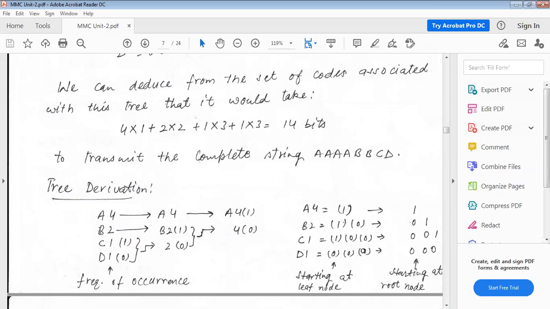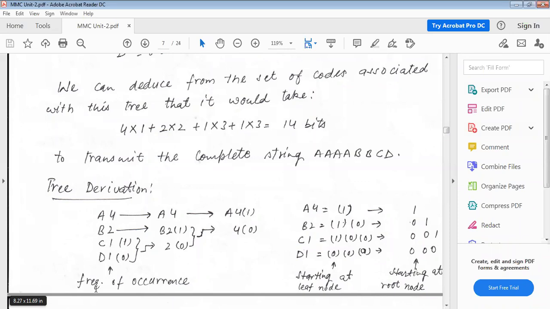I will write A, B, C, D. A is repeating 4 times. The frequency of occurrence of the character in the string is 4 times. That is why I will write 4 here. Next, B is repeating 2 times, that is why it is 2 here. C is repeating 1 time, that is why it is 1 here. D is repeating one time, that is why we have 1 here.